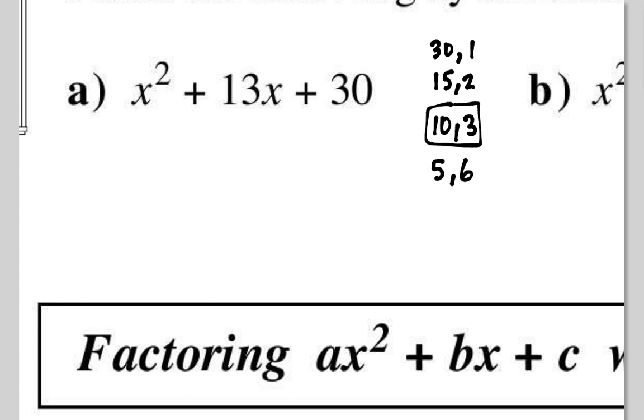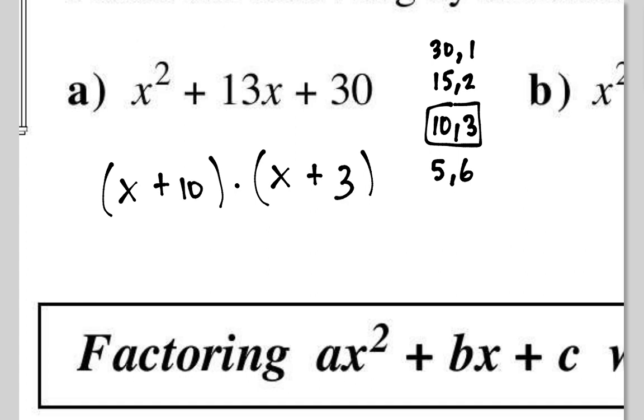So what I just showed you there is like a brainstorming strategy. You look at the factors, and then inspection is easy. You just write out the brackets, and then you insert those values that you chose right into the brackets. And those are the two factors. Okay, and then you can just double check with foiling. X times x gives x squared. X times 3, x times 10, that makes the 13. And then 3 times 10 makes the 30.